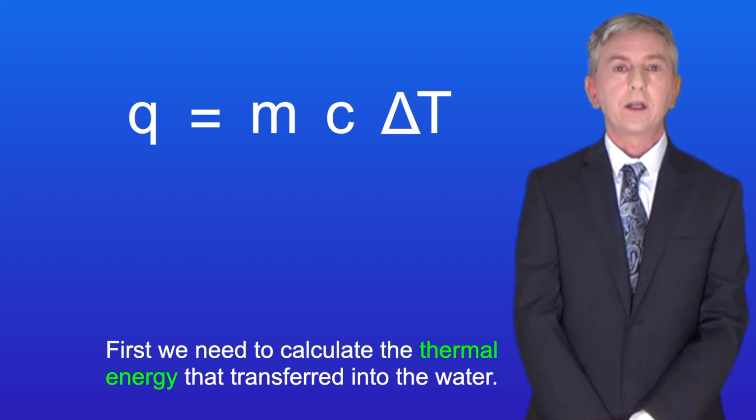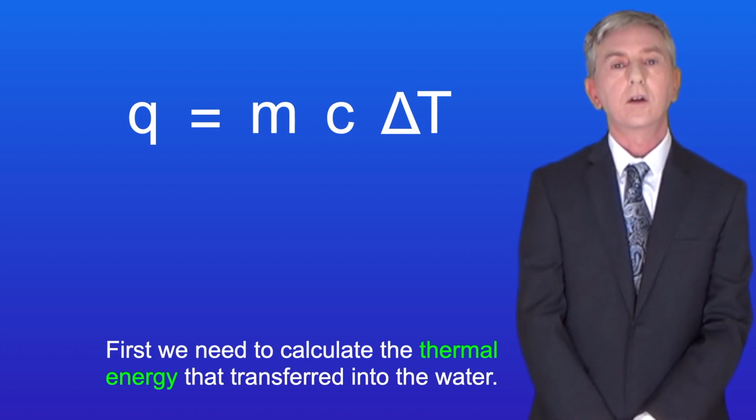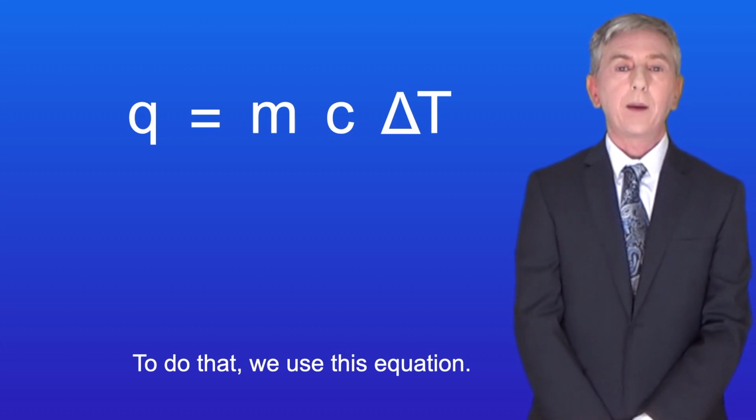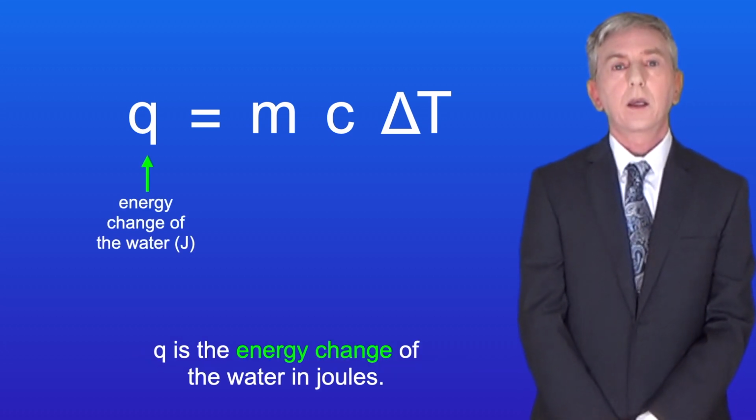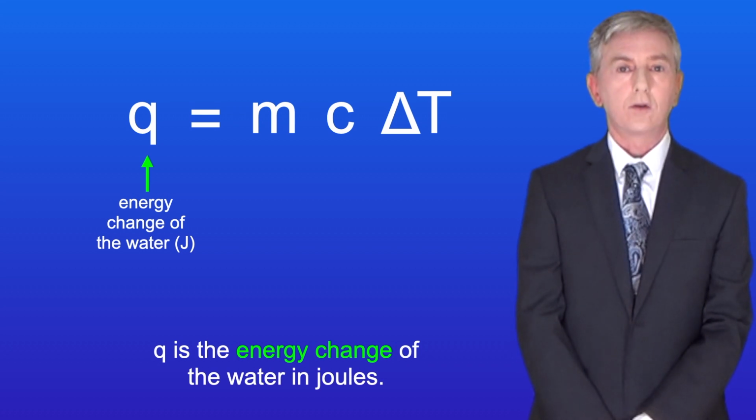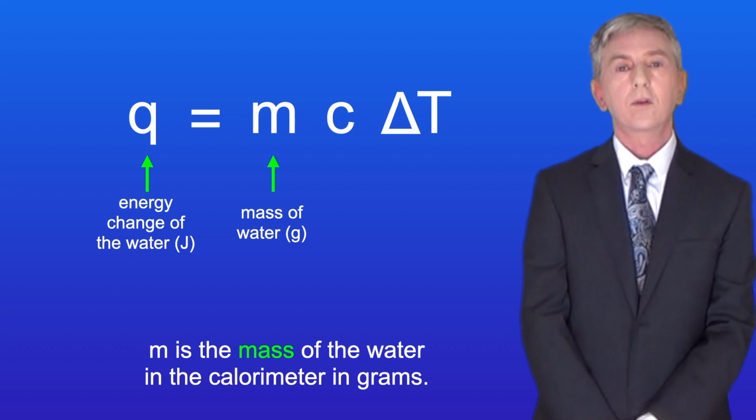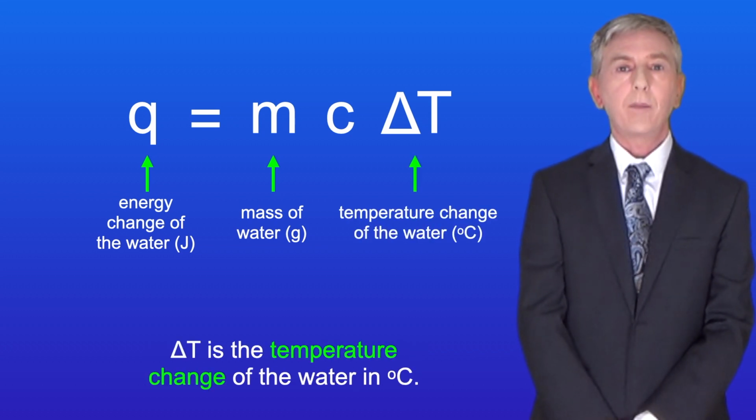Okay, first we need to calculate the thermal energy that transferred into the water, and to do that we use this equation. Q equals mc delta T. Q is the energy change of the water in joules. m is the mass of water in the calorimeter in grams. And delta T is the temperature change of the water in degrees Celsius.